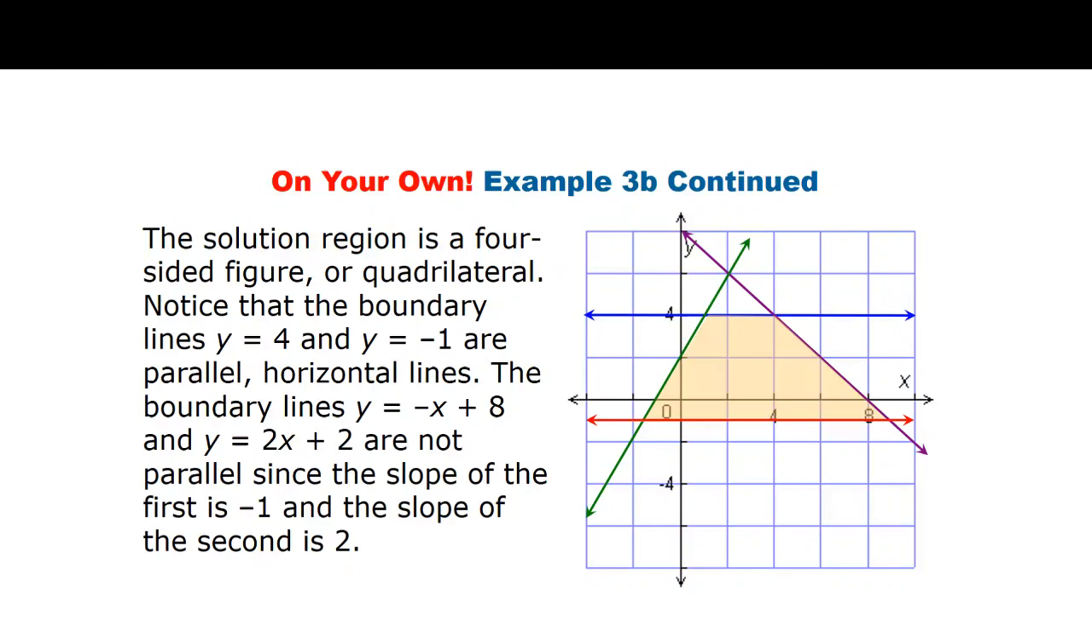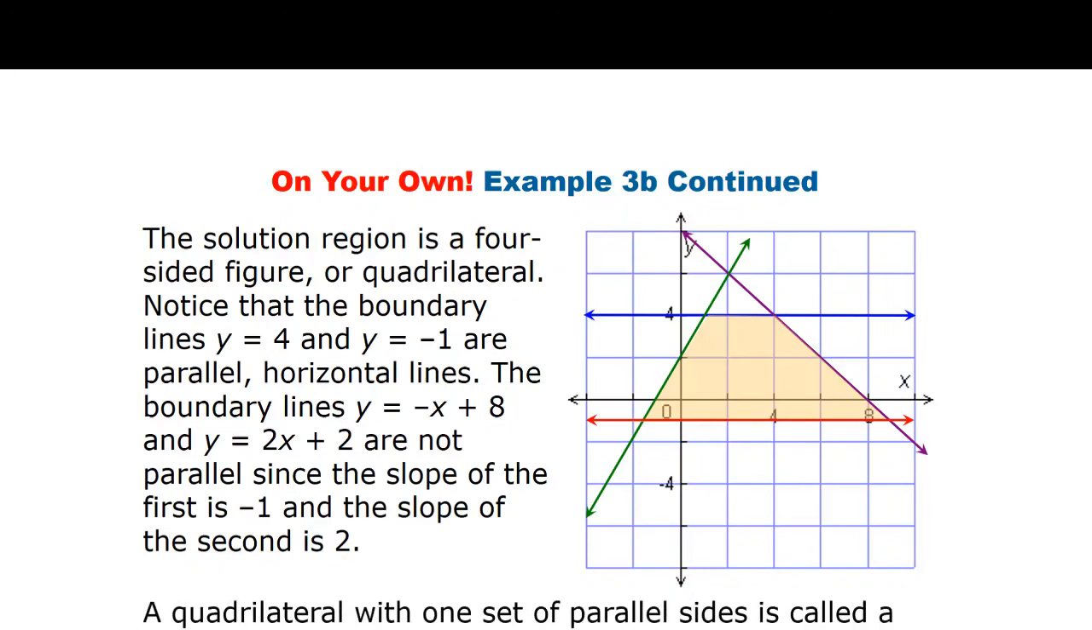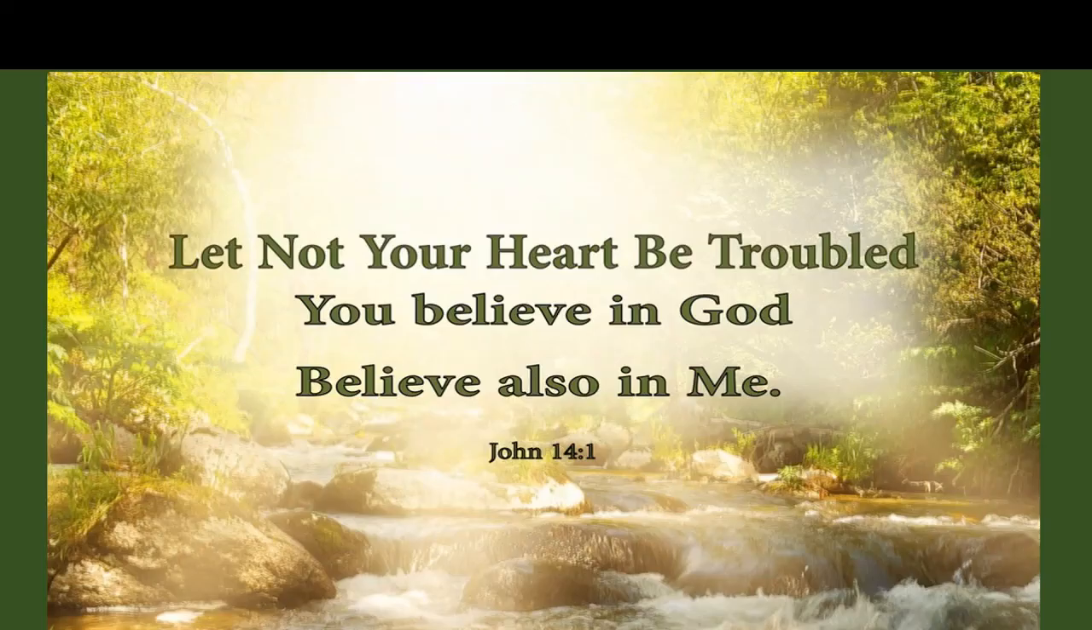The boundary lines y equals negative x plus 8 and y equals 2x plus 2 are not parallel, since the slope of the first is negative 1 and the slope of the second is 2. So what does that tell us? Well, a quadrilateral with one set of parallel sides is called a trapezoid. The solution region, therefore, is a trapezoid. And that is the end of our lesson today.